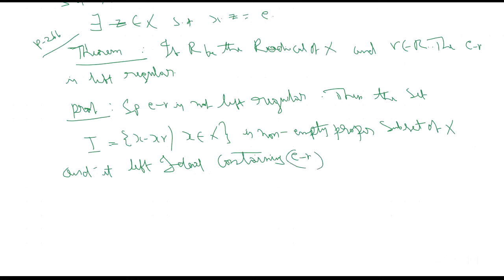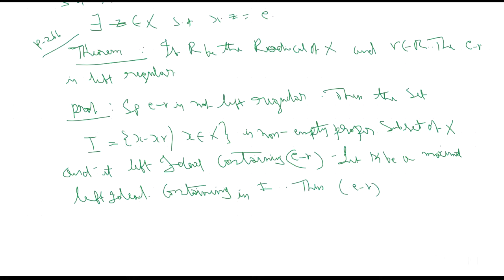Let M be a maximal left ideal containing I. Then E minus r belongs to M. Also r belongs to the radical.